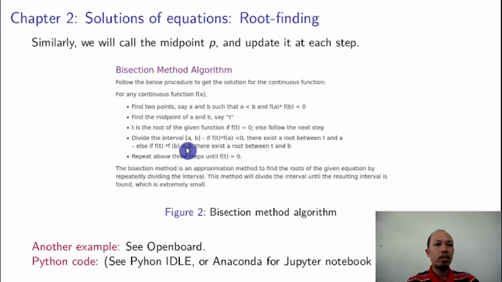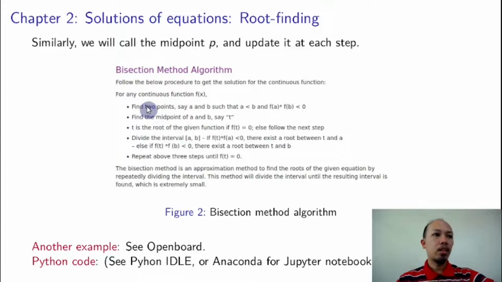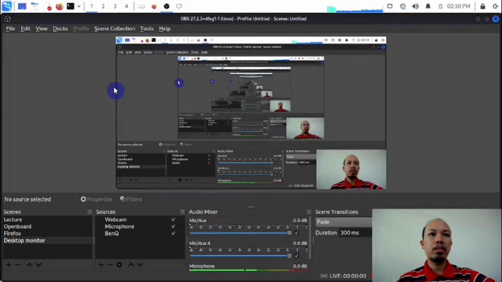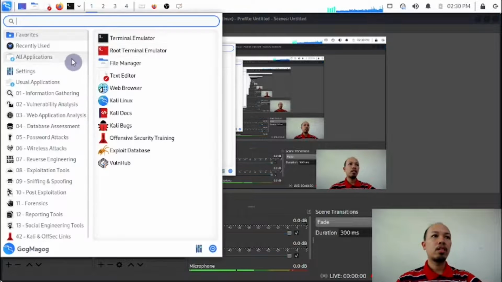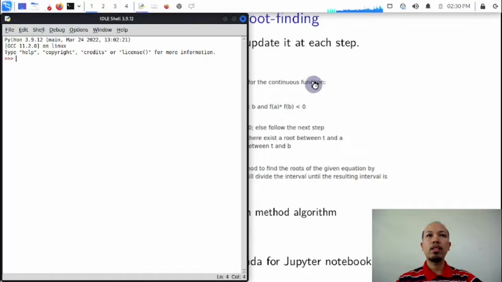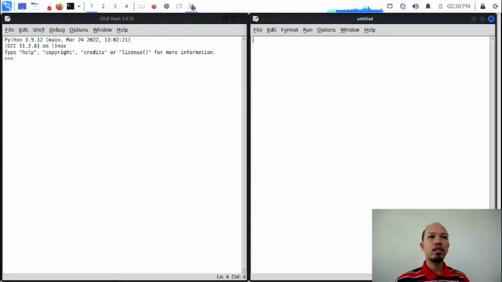Okay, so let's open now your Python IDLE or Anaconda. For the Python code of the bisection method algorithm, let's open our IDE. So as you can see here, let's open a new file. Okay, a new file. As you can see here, we have to write.